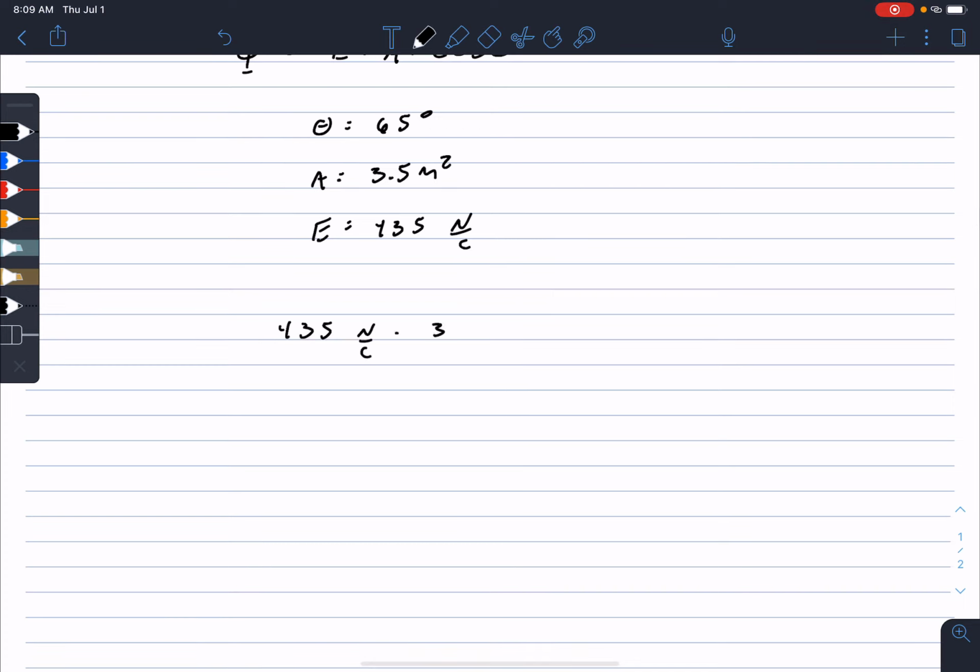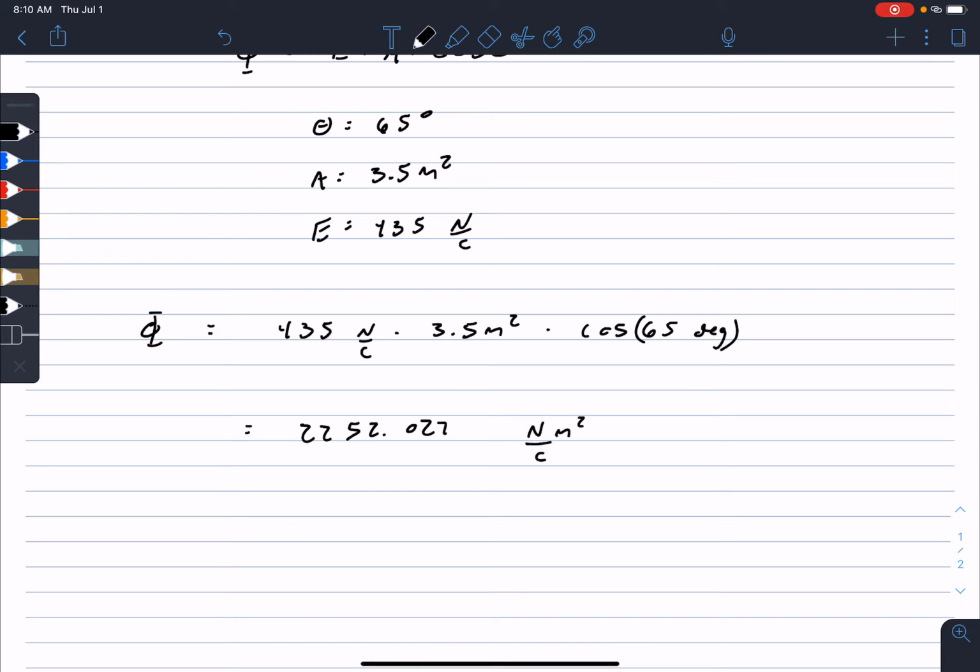times the area, times the cosine of 65 degrees, and we should get, let's see here, 2252.027. And then what are our units? Newton meters squared per coulomb. That's what I ended up with. Definitely double check.